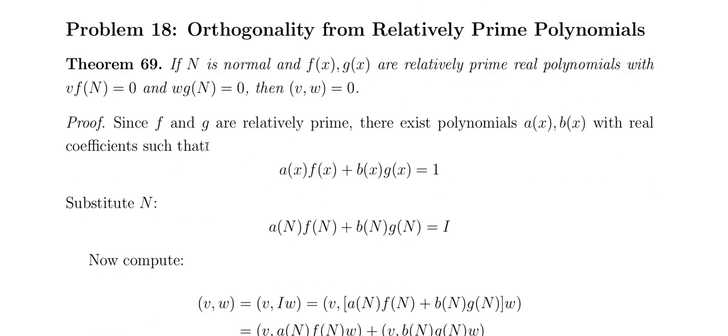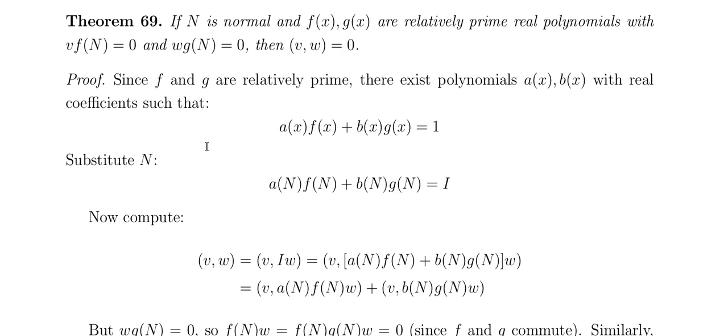And N is normal, and f of x, g of x are relatively prime real polynomials with v into f of N equal to 0, w into g of N equal to 0, then v comma w equals 0.